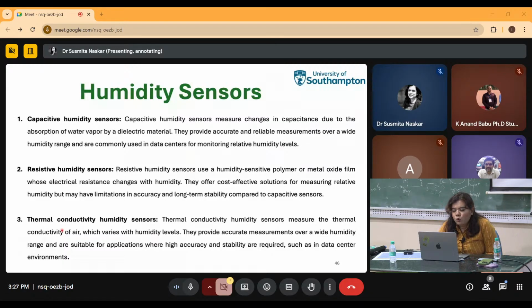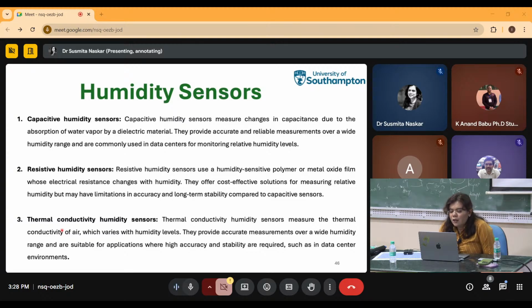Definitely they have their own types, and mainly you will see there are 3 types of humidity sensors. The first one is the capacitive humidity sensor. These sensors measure changes in capacitance, which can be caused by water vapor absorption in a dielectric material. So these are made with dielectric material. They are widely used because they are very accurate, reliable, and cover a wide range of humidity. So they are perfect for monitoring relative humidity in a data center.